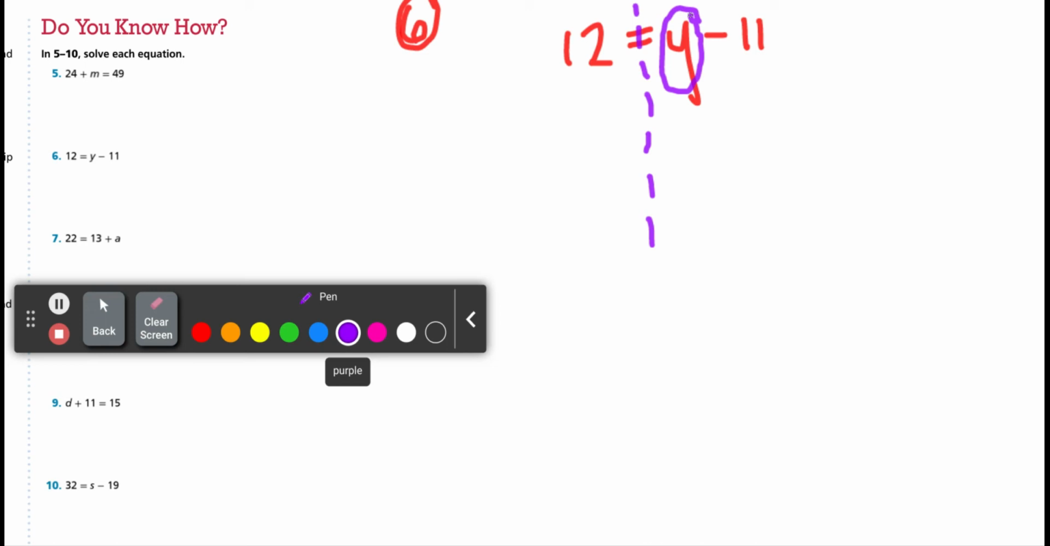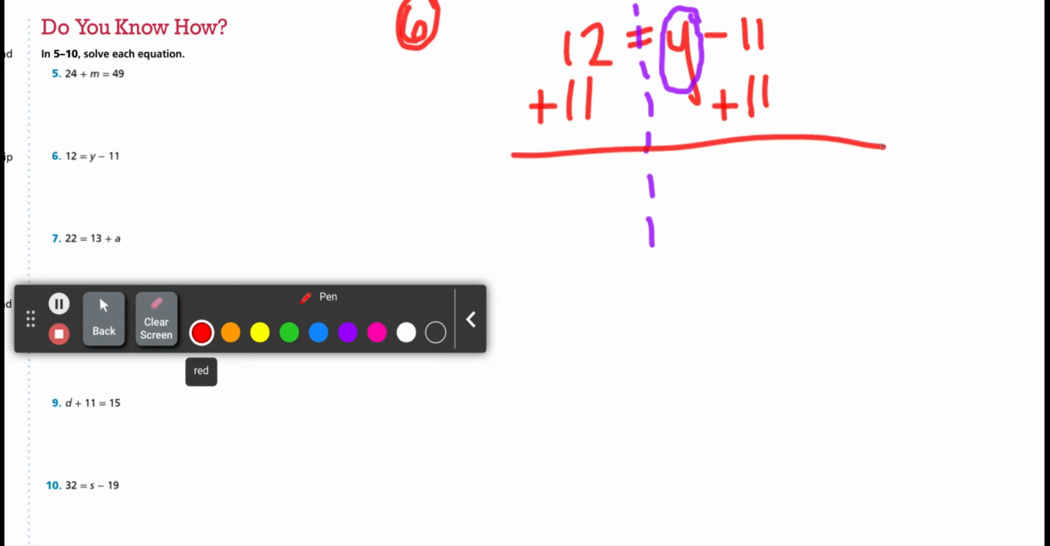So we have 12 equals y minus 11. We have to look to see what is attached to that y. Well, attached to the y, on the same side of the equal sign, is minus 11. So what is the opposite of minus 11? How are we going to get rid of a minus 11? We're going to have to add 11. So whatever we do to one side of the equation, we have to do to the other side of the equation.